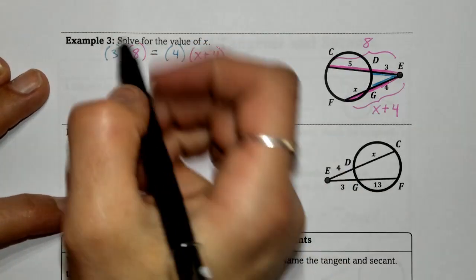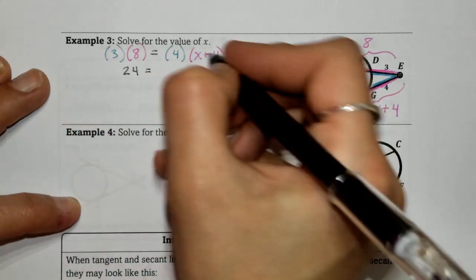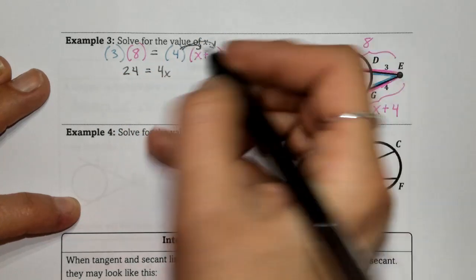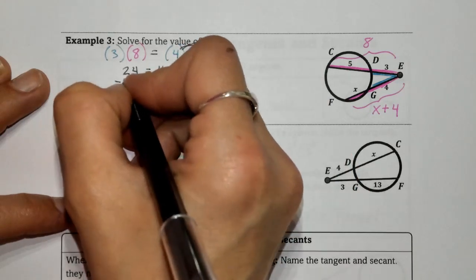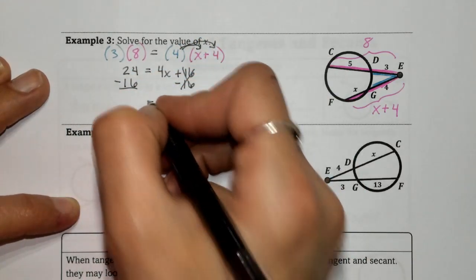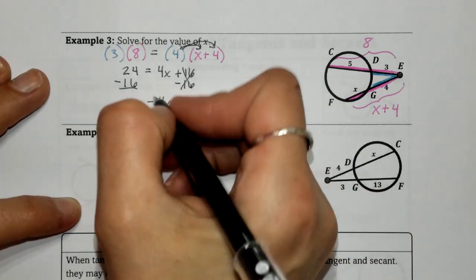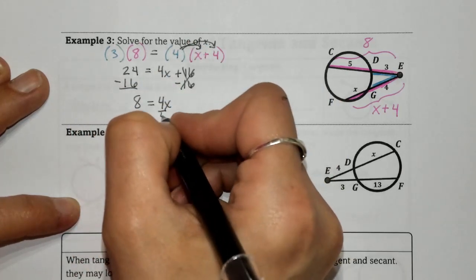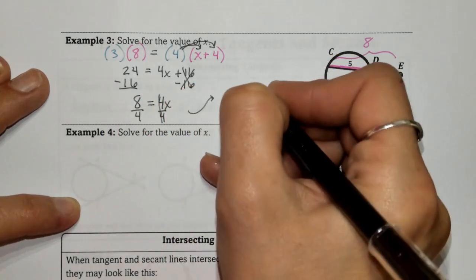So on the left-hand side over here, we just do our multiplication, get 24. This is going to equal 4 distributed to x, 4x, 4 distributed to a plus 4 gives me plus 16. I'm going to subtract that 16 to get it away from x. I'm going to wind up with 4x equals 24 minus 16, which is going to give us 8. Divide both sides. X is going to equal 2.